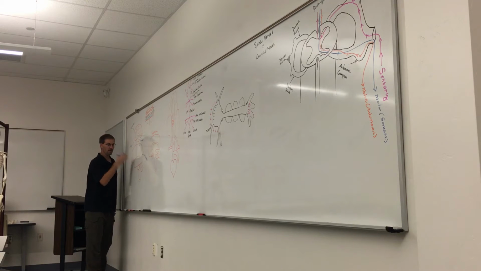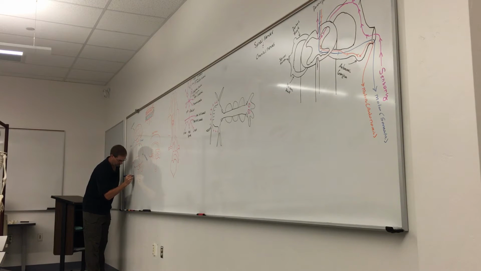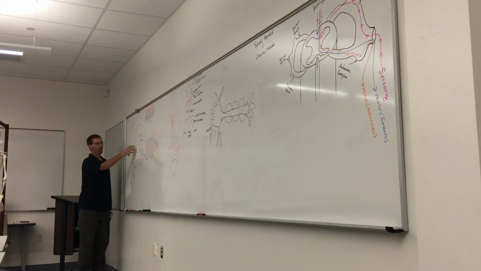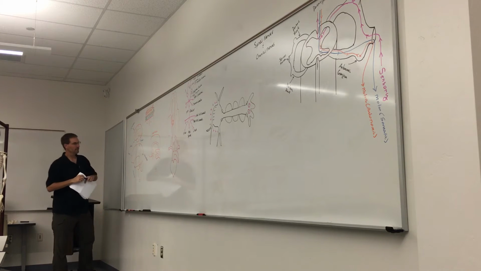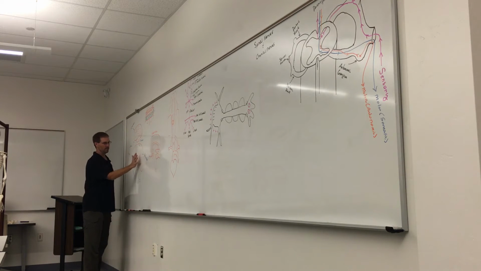What about over here? This is the temporal lobe. And then what about this large area? This is the frontal lobe. Good. These are the lobes of the cerebrum.